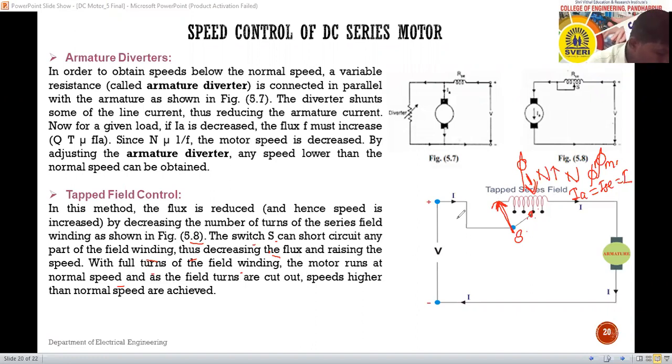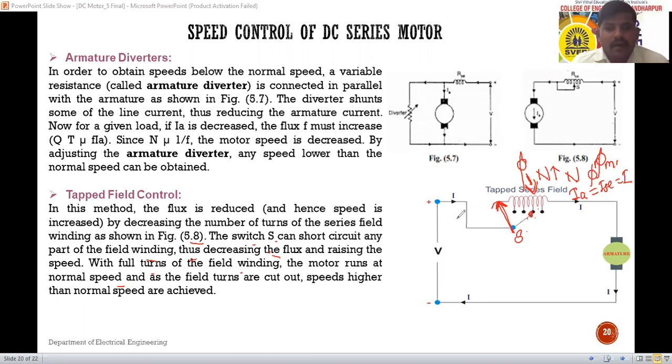So the motor will run at a normal speed when the full series field winding turns are connected. If the full series field winding turns are connected, then the motor will run at a normal speed.